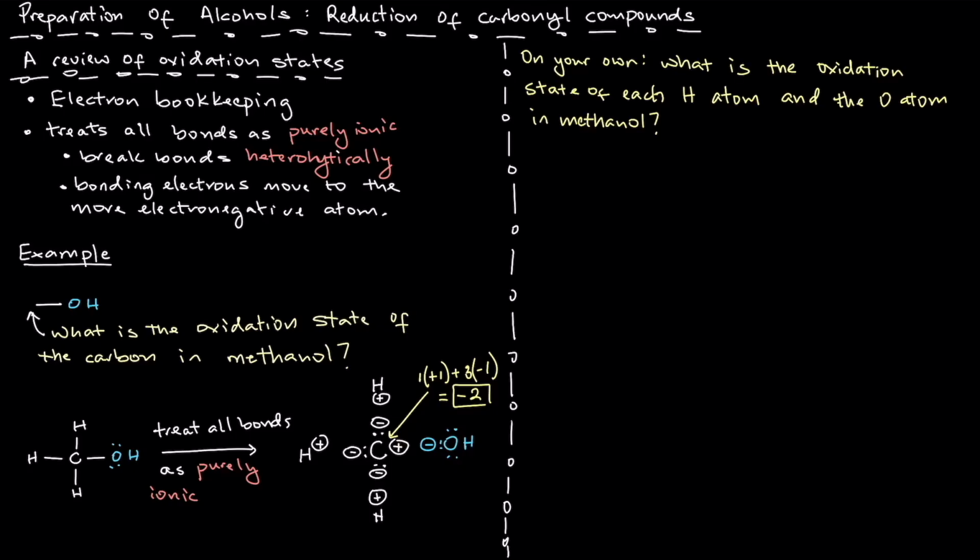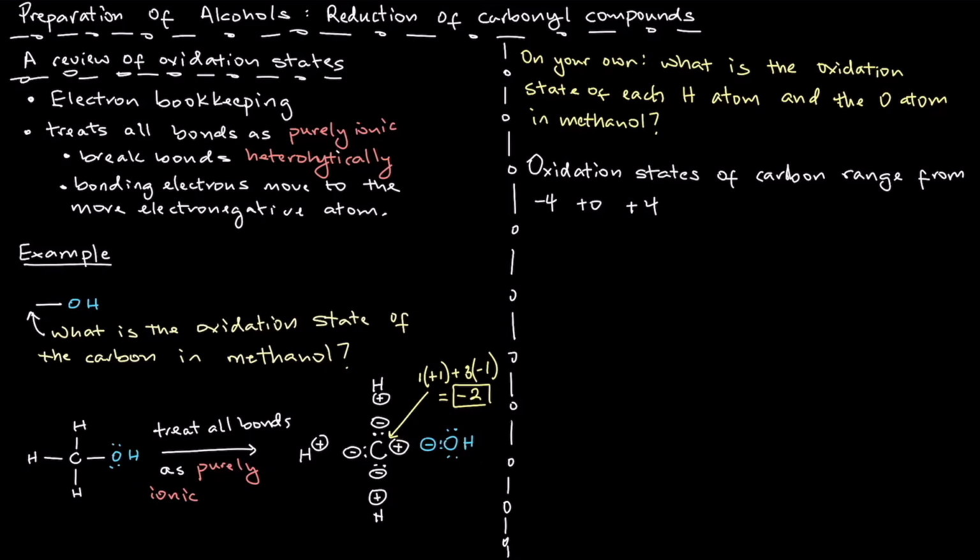So using that same method and completing this entire thing for methanol, what you want to do on your own is to determine the oxidation state for each of the hydrogen atoms in methanol, as well as the oxygen atom in methanol. So just keep going with this particular analysis on your own.